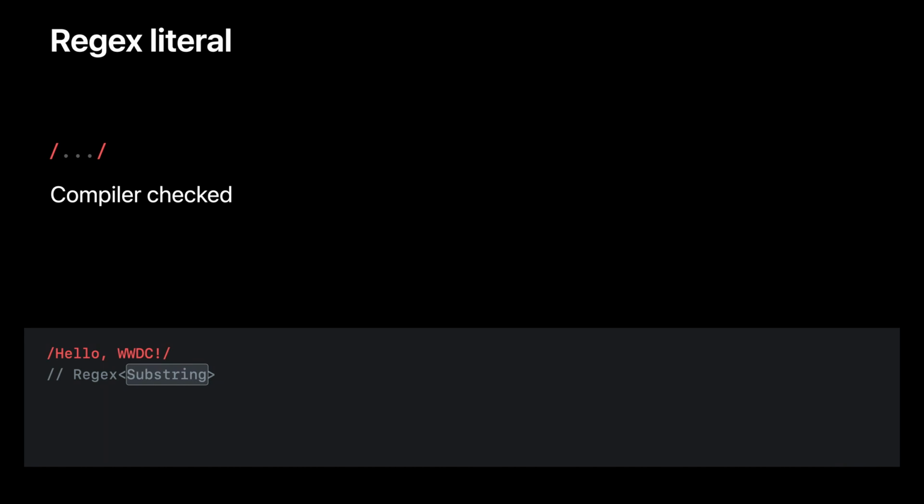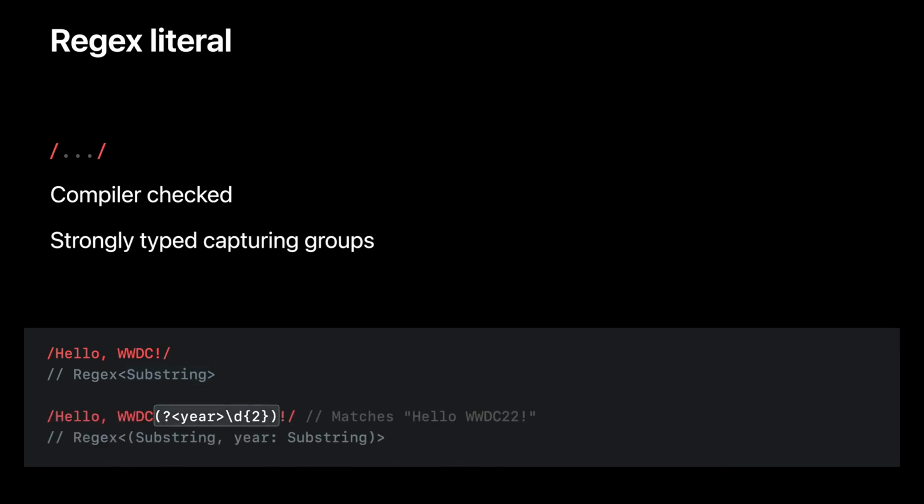But what's really cool about a first-class regex literal is strongly typed capturing groups. For example, I can write a capturing group to capture 2 digits as the year, and give a name to the capturing group, year. When I do this, another substring will appear in the output type. Later in this talk, I will show you how you can use captures to extract information from a string.